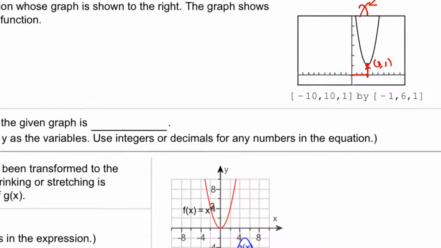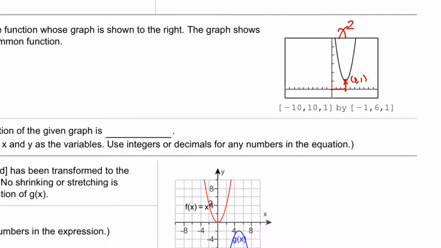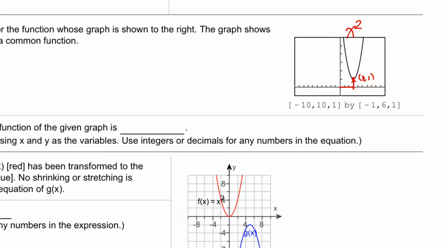Alright, so for something to move to the right, so we need y equals, this is x squared, so we have a horizontal shift of 3 and a vertical shift of 1.